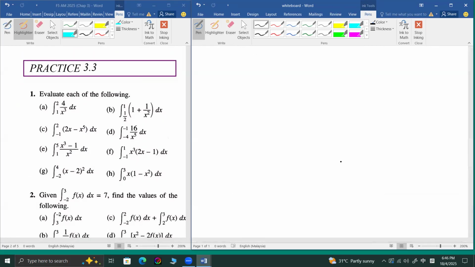In 3.3, you are given definite integrals. Can you see the limits beside here? What is the difference with the limits beside here? Class, you no need to apply plus C because it's a definite integral. A definite integral means we just find the value directly. Okay, see how I do.